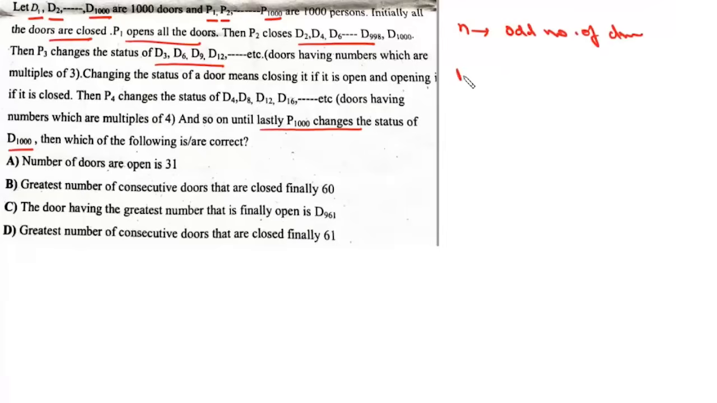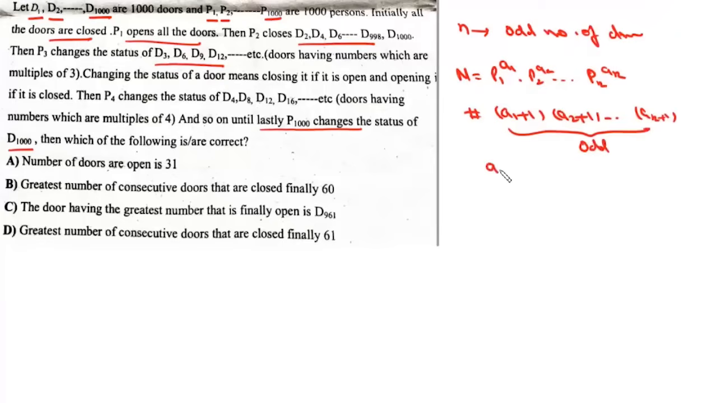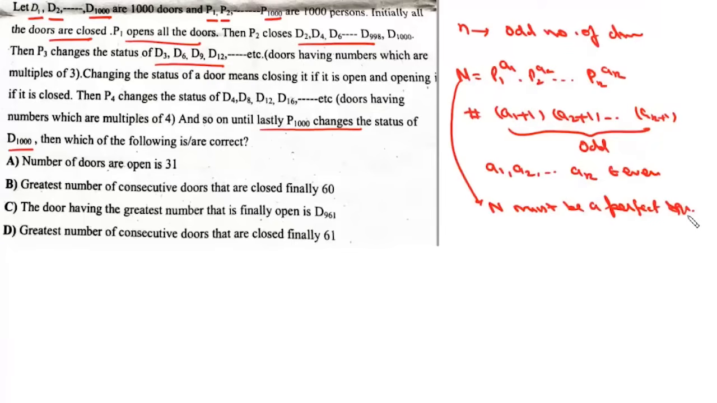Now we know that for any number n whose prime factorization is p1 to the power a1, p2 to the power a2 and pk to the power ak, the number of divisors is given by a1 plus 1, a2 plus 1 and ak plus 1, and this number will be odd when each of a1, a2 and ak are even. And if they are even, then all the powers are even powers. That means this n must be a perfect square. So all the doors whose number is a perfect square of some number will be open, and all other doors will be closed.